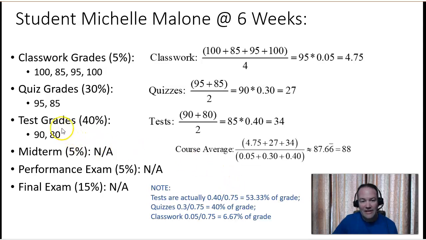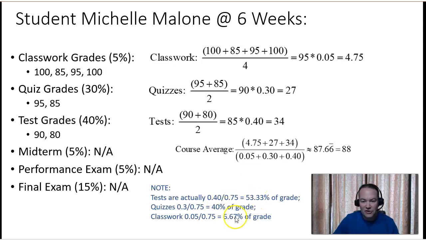So actually, her average for her 2 test grades here is over half of this 88 current average that she has. In fact, it's 53.33% of her overall grade. Quizzes count 30% out of the 75% that she currently has grades in. So quizzes actually count 40%. So the average of these 2 grades makes up 40% of her grade. And classwork is going to be 5% at the end of the semester, but currently it's actually 6 2/3% of her grade at this point.